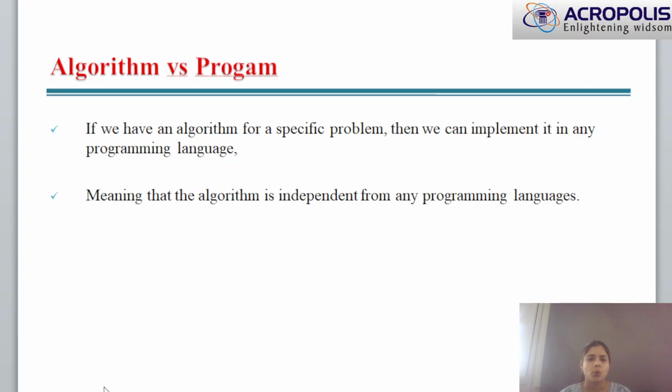Algorithm versus program. If we have an algorithm for a specific problem, then we can implement it in any programming language, meaning that the algorithm is independent from any programming language.